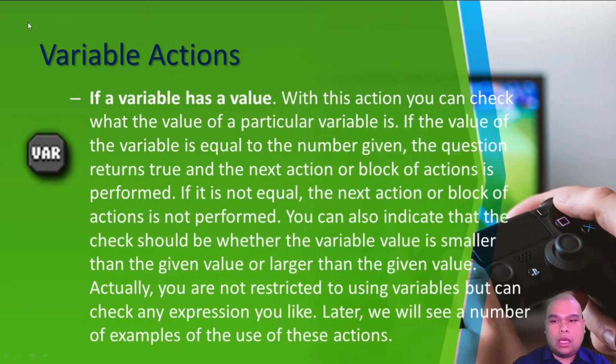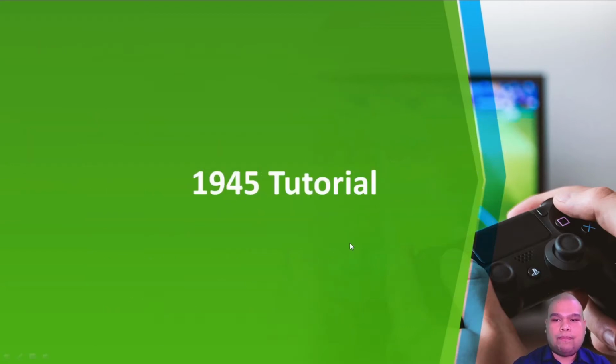When you're testing your variable using this component, it only executes the next action below it. But later we'll be discussing how we can create conditional statements using the drag and drop functionality of GameMaker Studio. You can also indicate that the check should be whether the variable value is smaller than the given value or larger than the given value. Actually, you are not restricted to using variables, but you can check any expression you like. Later, we'll see a number of examples in the use of this action.